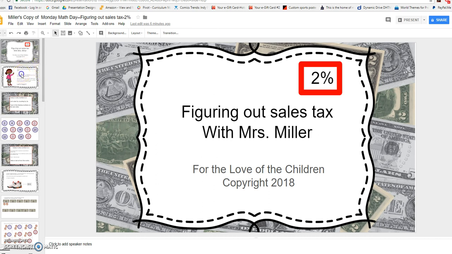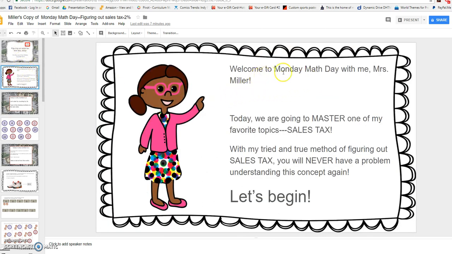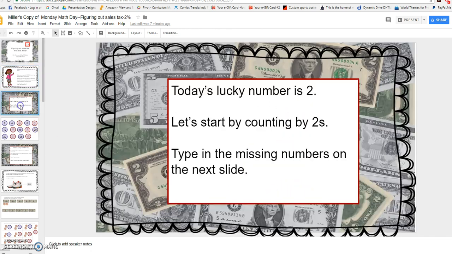So let's get started. It says, welcome to Math Monday with me, Mrs. Miller. Today we are going to master one of my favorite topics, sales tax. With my tried and true method of figuring out sales tax, you will never have a problem understanding this concept again. So let's begin. Today's lucky number is 2. Let's start by counting by twos. Type in the missing numbers on the next slide.